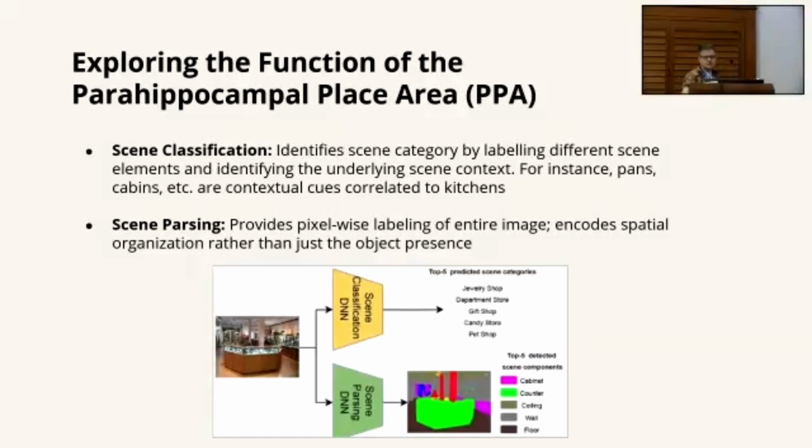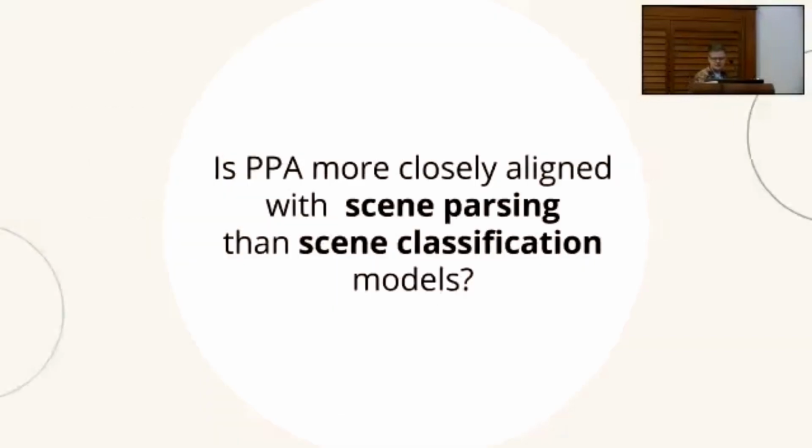Scene parsing, however, is a pixel-wise labeling of the entire image. So that means that it encodes spatial organization. So the simple elements are not enough to figure out what is the kitchen. It matters where the elements are located. And since we expect the PPA to encode structural relations, the scene parsing model should have higher correlation to the PPA than the scene classification model. So let's go ahead and test this.